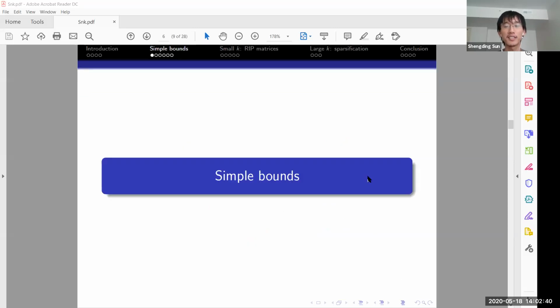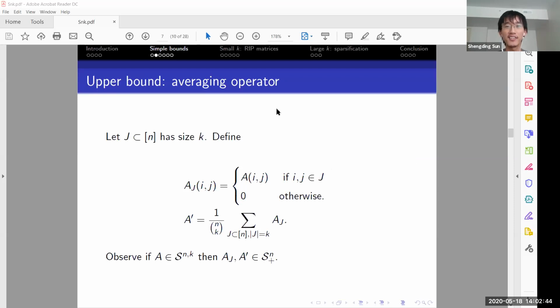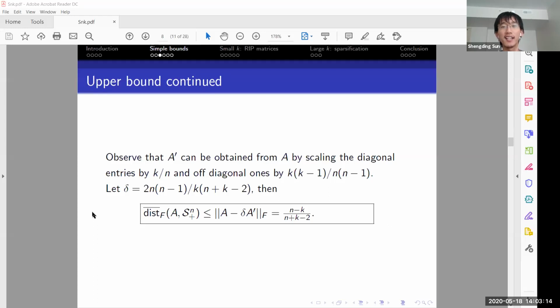First, I will present some simple bounds. This is going to be an upper bound by averaging. Suppose we have a matrix in S_n^k, so all k by k principal submatrices are positive semi-definite. Then for any principal submatrix J, we can keep the entries in J and zero out everything else, and this matrix A_J will by definition be positive semi-definite. Then we let A' be the average of all such A_J. We can observe that you can recover A by scaling the diagonal entries and off-diagonal entries by different weights. Then we can scale this new A' to get an upper bound for the normalized Frobenius distance.